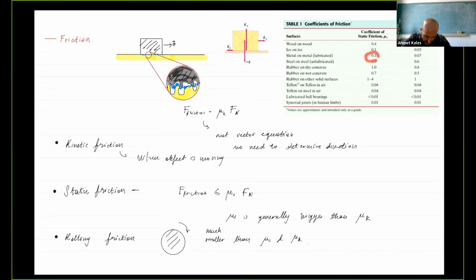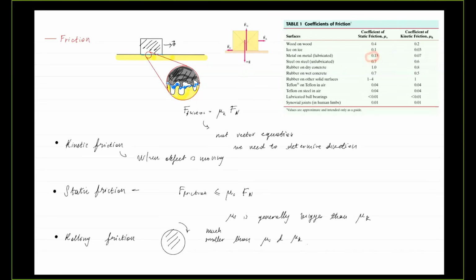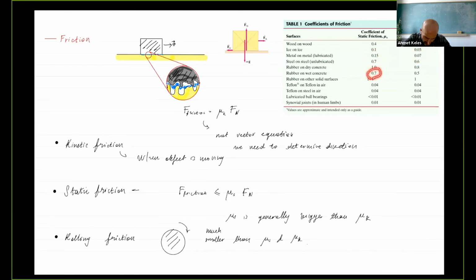Metal on metal, if you have a lubricated surface, there's a difference. Rubber on concrete, you'd better have a large one for this, because that's what we are using when we are driving. Rubber on other solid surfaces, 1 to 4. I think this is quite rough. This is about 1. Teflon, and your joints. You can see even your joints have some friction, and you can measure these things. Any questions?